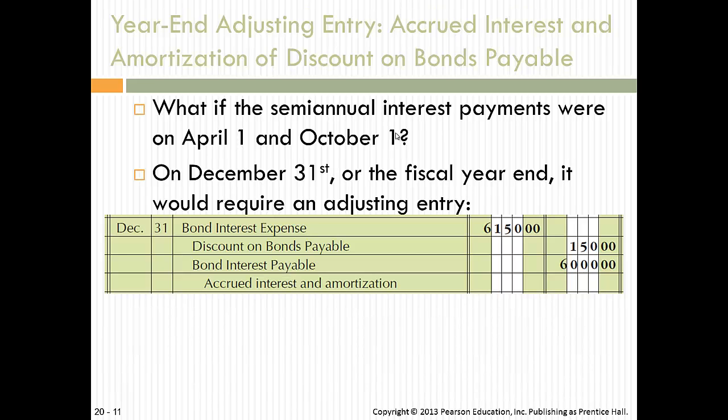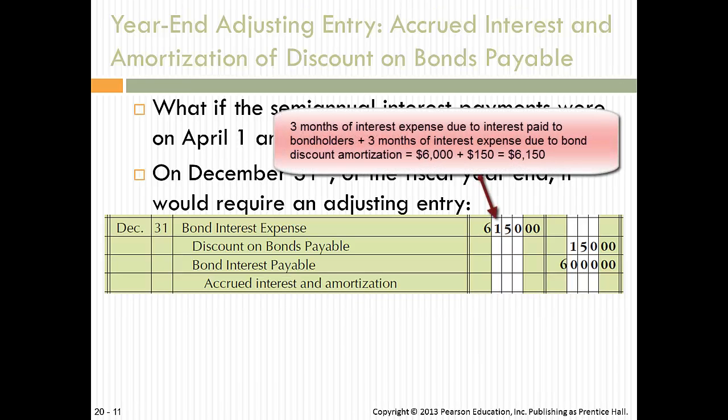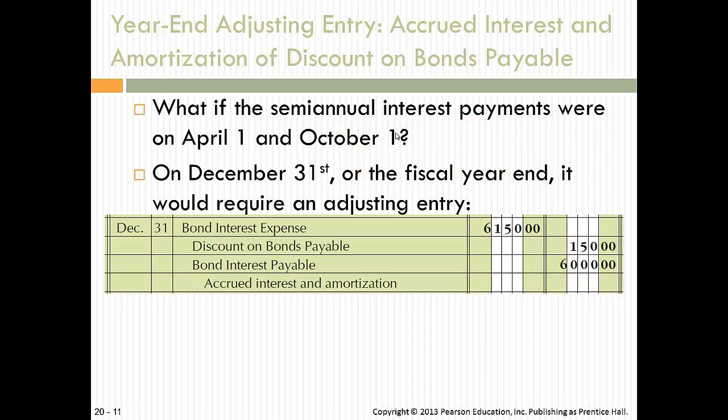The adjusting entry we record on December 31st is to accrue 3 months worth of interest and amortization, so we debit interest expense for $6,150. We only reduce the discount on bonds payable account by 3 months worth, so the credit is $150. The final part of the entry is to record the amount of interest payable to the bondholders, which is 3 months worth, or $6,000. Remember that December 31st is not the day the bondholders are paid interest, which is why we record it as a liability and not cash.